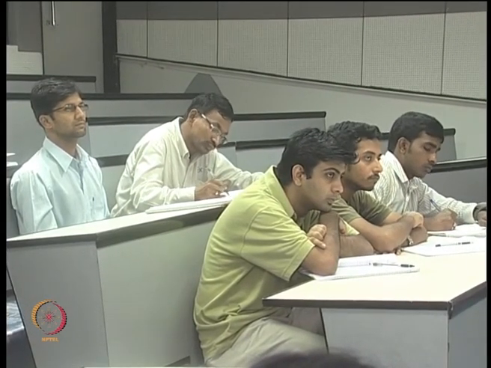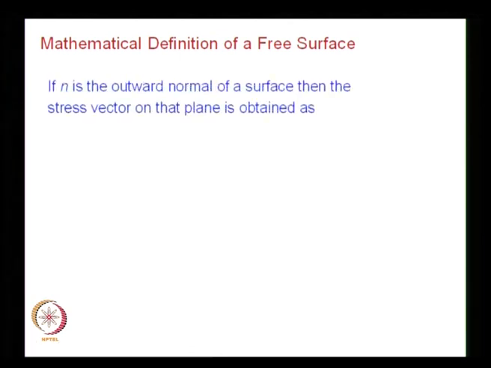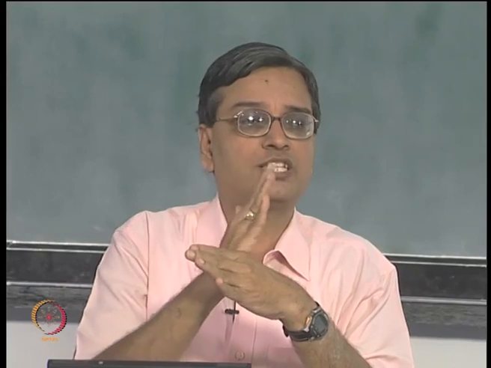So, what I have here is a mathematical definition of a free surface, and we have to go back and find out how you get the stress vector. What we have learned in solid mechanics is the state of stress at a point. State of stress at a point gives you the totality of all the stress vectors on all the possible infinite planes passing through the point of interest. So, if I take the point of interest, I have infinite planes passing through it.